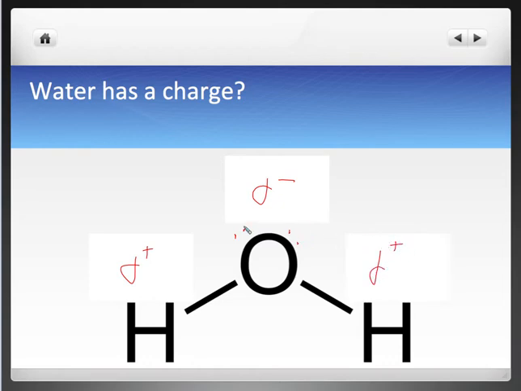I can show you in class how this looks and how we've come to discover this. You can actually see this in action. But water is actually a polar molecule. So it doesn't have a complete charge, but it's got a slight charge. The water is polar. Oxygen is slightly negative, the hydrogens are slightly positive.